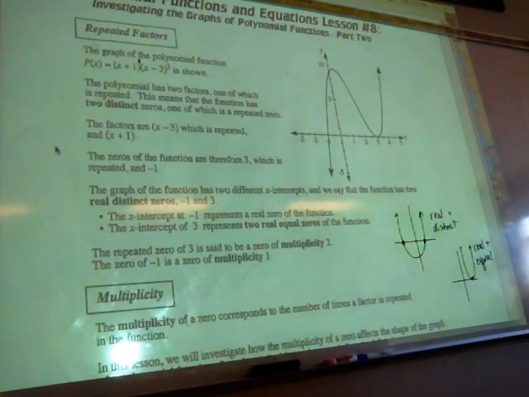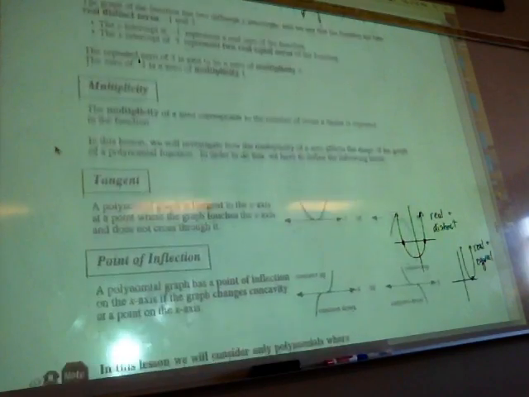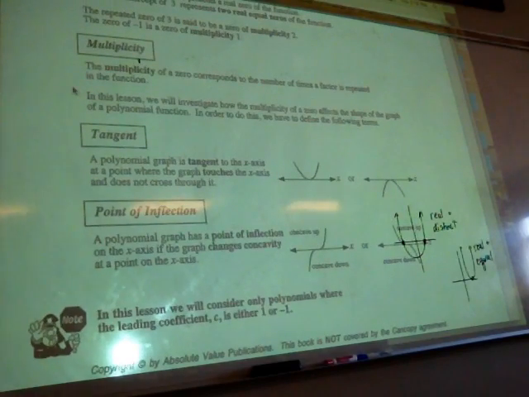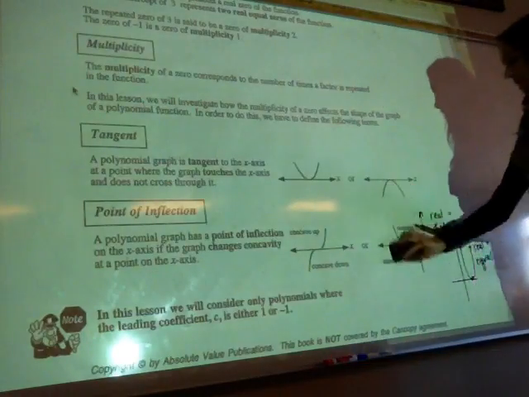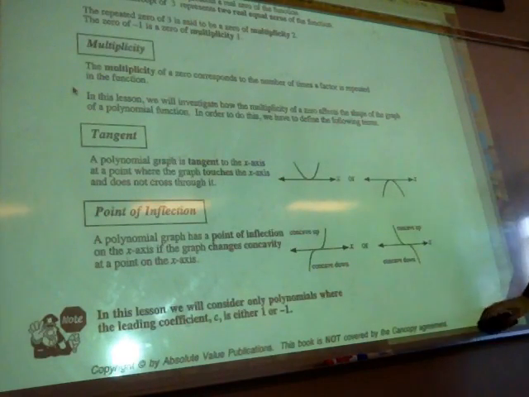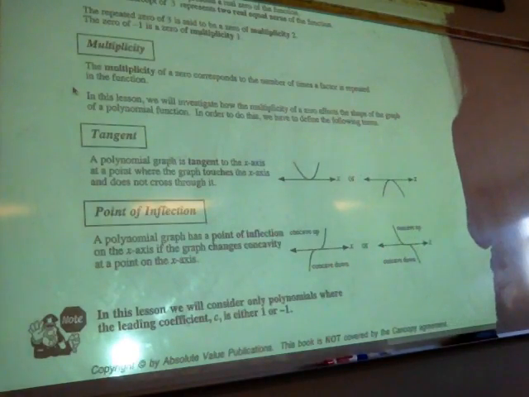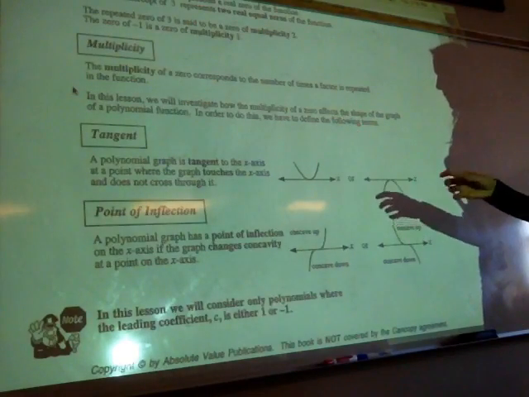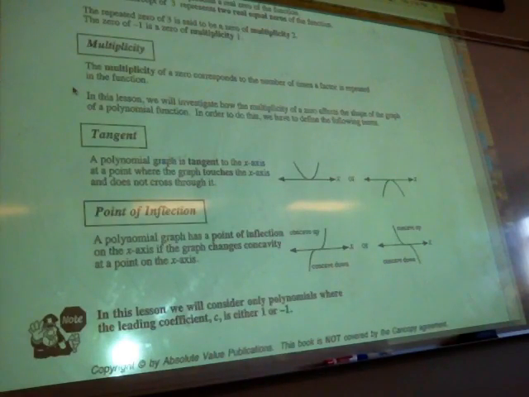So that introduces us to a few definitions: multiplicity, tangent, and point of inflection. So the multiplicity basically is how many times you're multiplying that factor. So if the exponent on that factor is just 1, multiplicity 1. If the exponent's 2, multiplicity 2. If the exponent's 3, multiplicity 3. Okay? And we're going to be looking at how it affects the shape of it. We're going to talk about that actually starting right now, looking at the definition of a tangent shape.